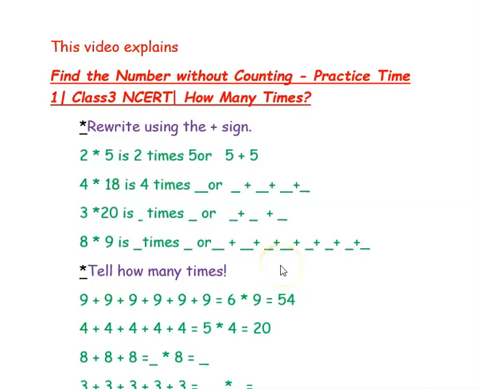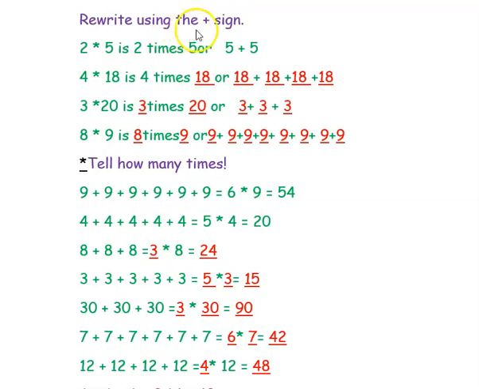In this video, we are going to practice a few examples on writing the number without actually counting it. First example is rewrite using the positive sign, that is plus sign. So now 2 into 5 is 2 times 5 or 5 plus 5. So 2 into 5, we can tell it as 2 times 5 or 5 is repeated 2 times, that is 5 plus 5.